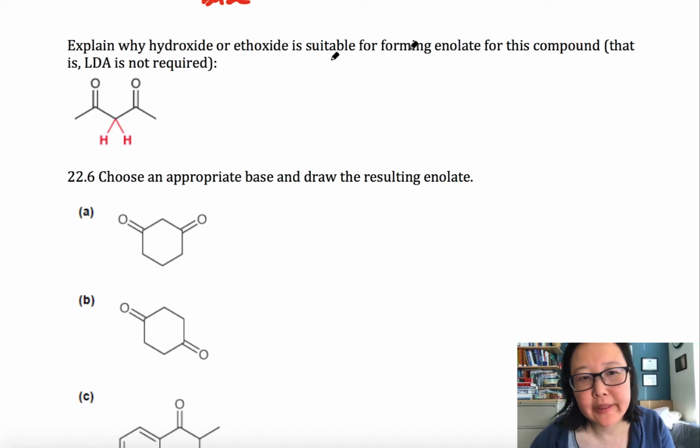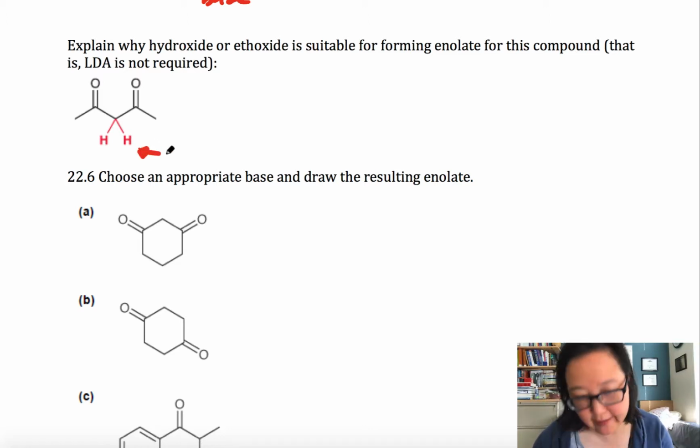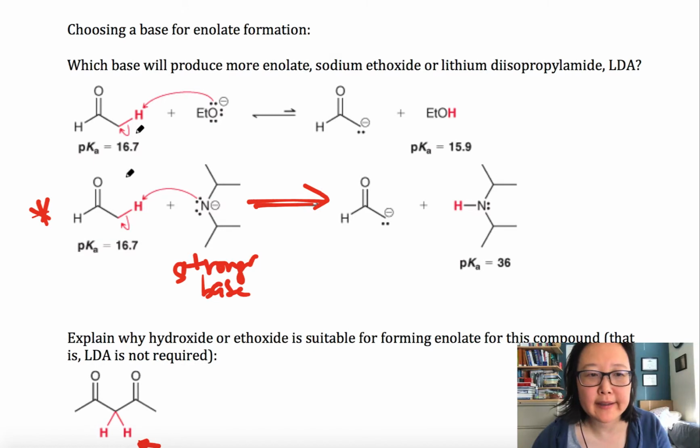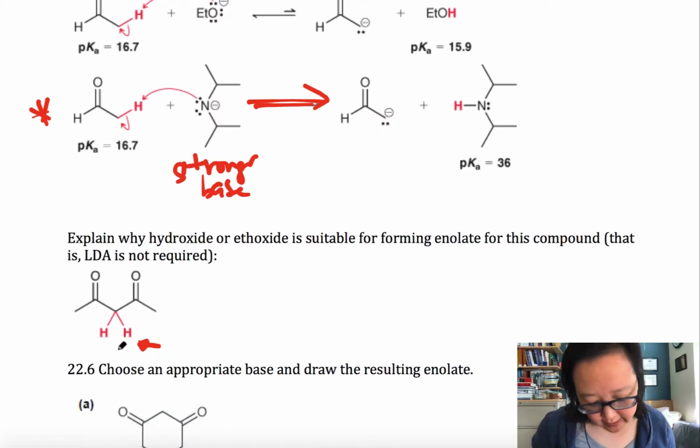Explain why hydroxide or ethoxide is suitable for this compound, however. And let me give you a hint. This hydrogen is actually much more acidic than the ones up here. If you want a reaction to go forward, you could use a stronger base like here, or you could use a weaker base but use a stronger acid, and that's what this is here. These hydrogens are more acidic than just your regular alpha hydrogens.